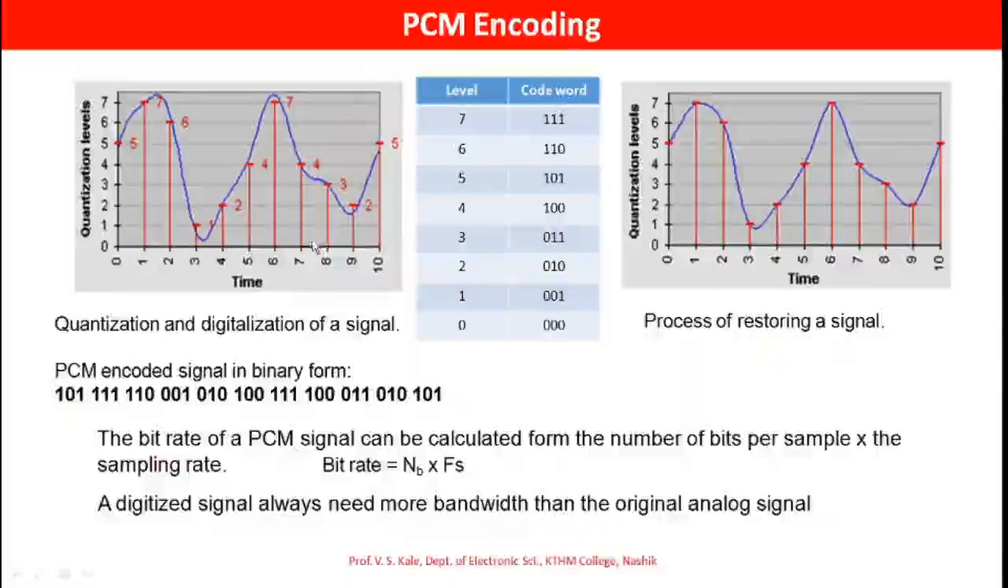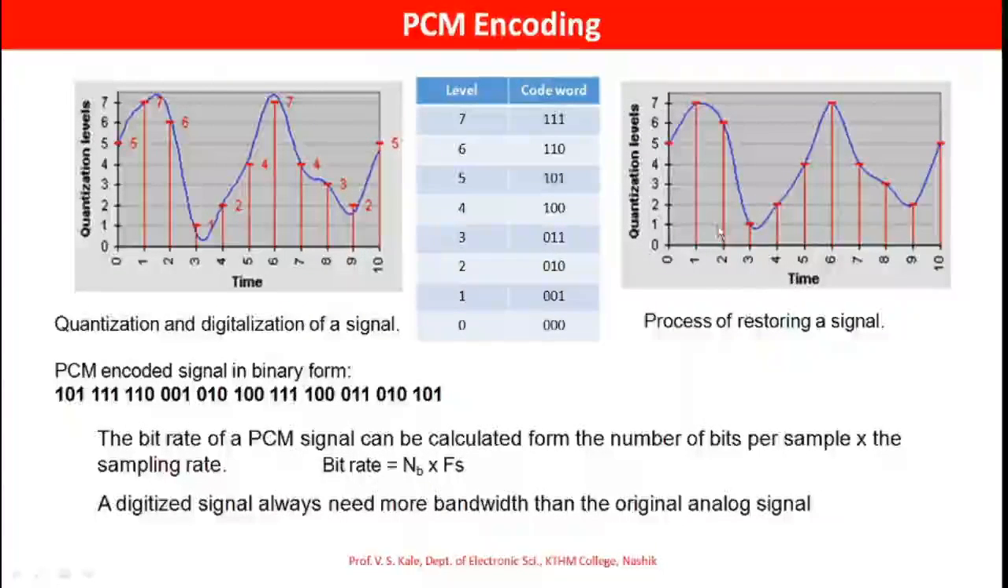The pulse code modulated signal, that is binary encoded form: the first one is 101, that is 5. Second, 7 is represented by 111. 6 is represented by 110. Again, the last one is 5, represented by 101. This is the binary form of this analog signal after sampling and quantization.